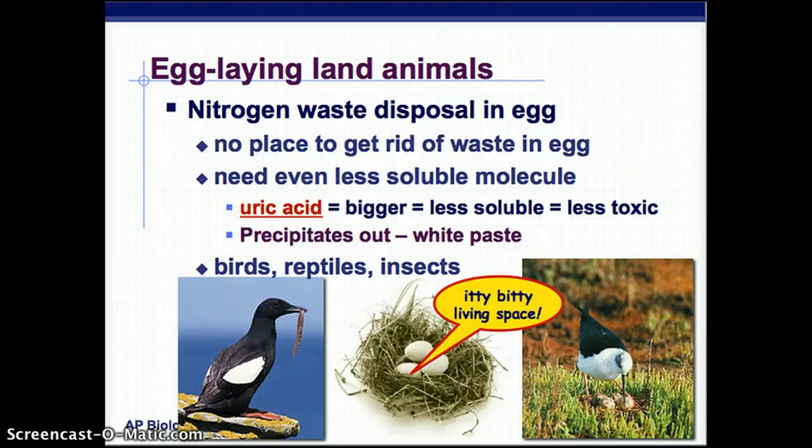All right, and those egg-laying land animals, their nitrogen waste disposal is in the egg, so they don't have a place to get rid of waste in an egg. They need an even less soluble molecule, a molecule that doesn't take up any water. They make uric acid, which is bigger. It's a big old molecule, it's less soluble, and it's less toxic. So it just precipitates out as a white paste. In this itty-bitty living space, they've got to have it so it just stays out of the way. So that's what they do, turn it into uric acid.